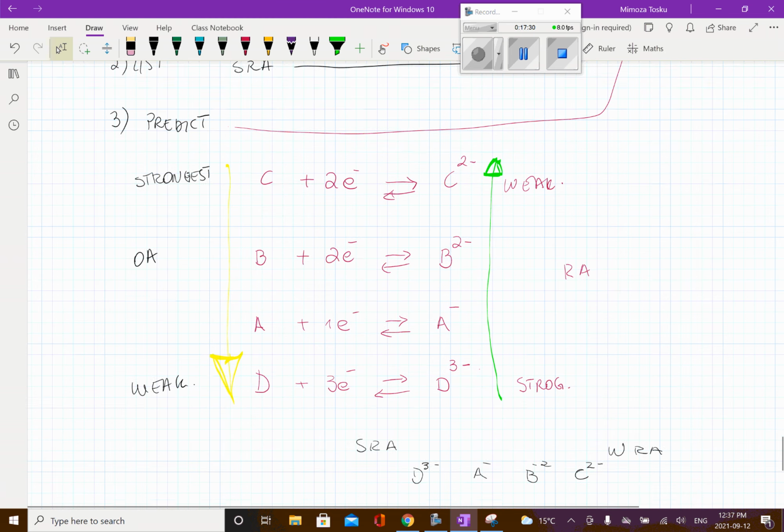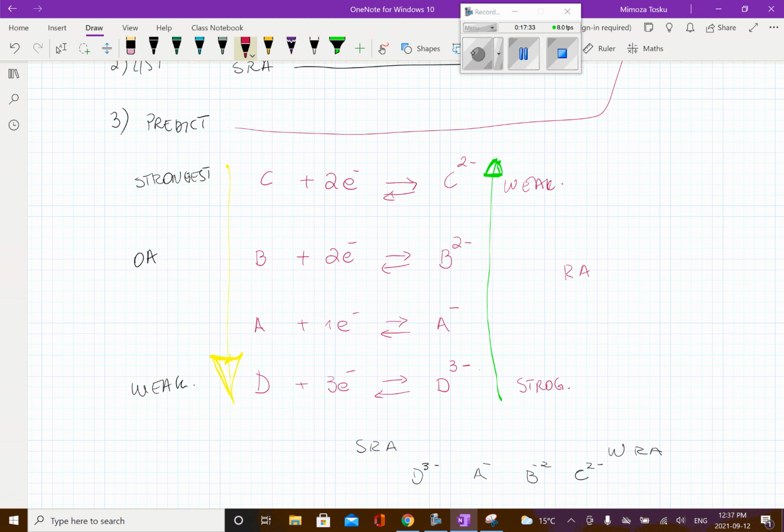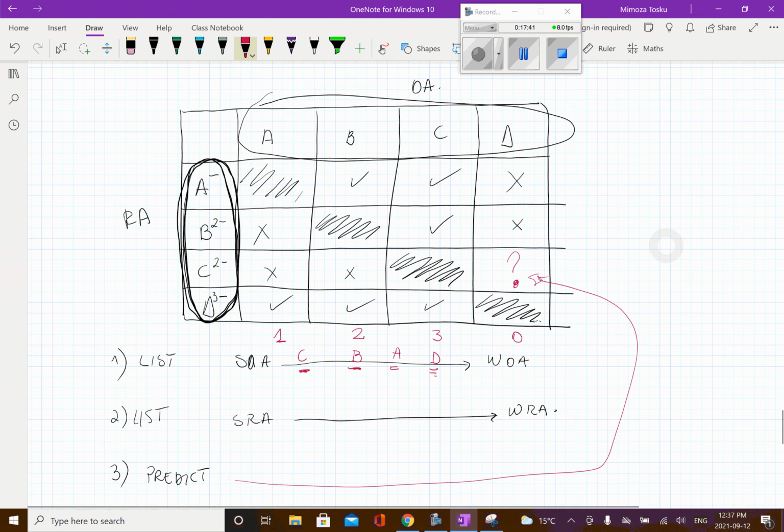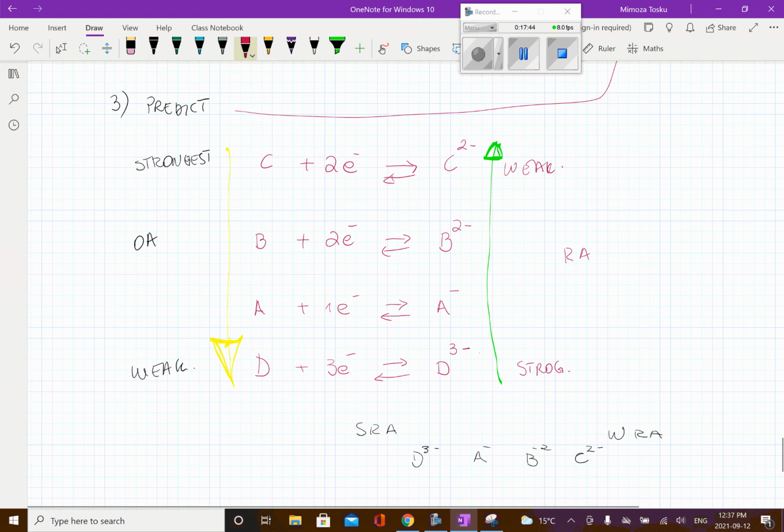Okay, so C and D. C minus is here, and then D is here. So now when we are moving from the oxidation agent to the reducing agent, the jump is not natural, it's not a flow. So C minus and D is a non-spontaneous reaction. So this will not happen naturally.